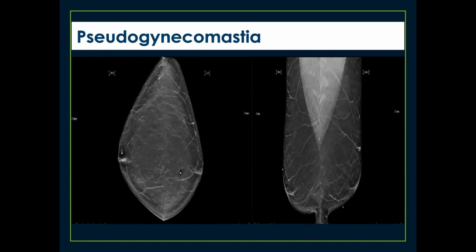And here's an example of pseudogynecomastia. There are no suspicious findings, and the patient did present with a palpable lump here in the left breast. And so an ultrasound may not even be necessary in a patient that has a negative mammogram.